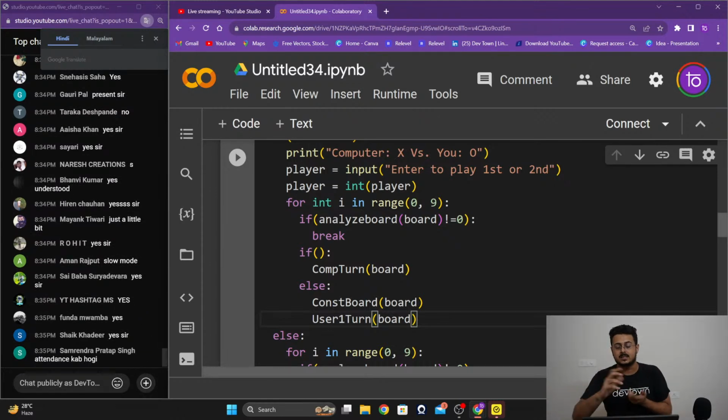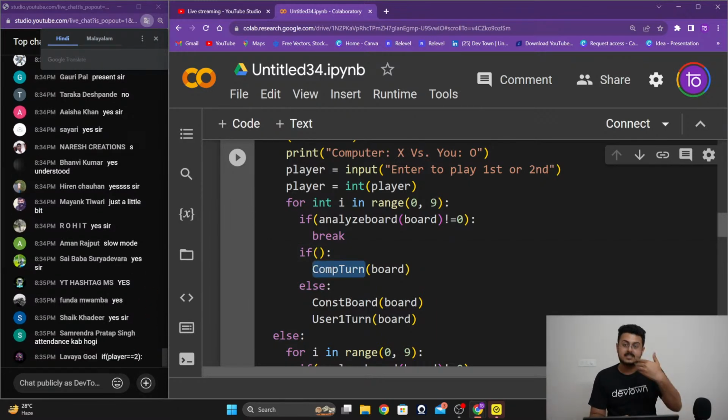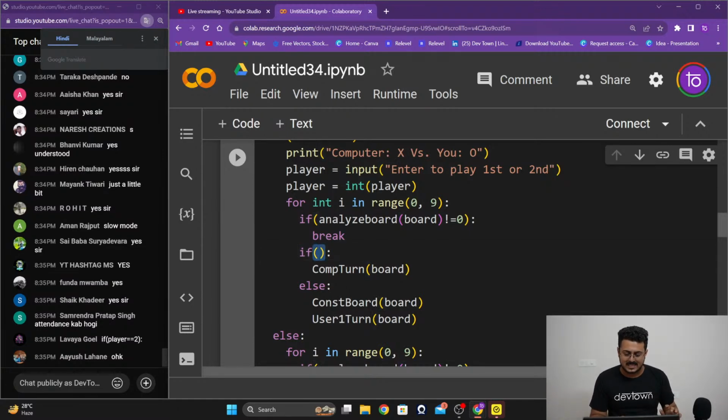It will be alternate between us. So we know that we need to check a particular condition according to which we can say that, okay, it is the computer's turn, or else we need to print the board for our user so that he is able to make his turn right over there. What will go between this particular parenthesis? Can you guys think about it?